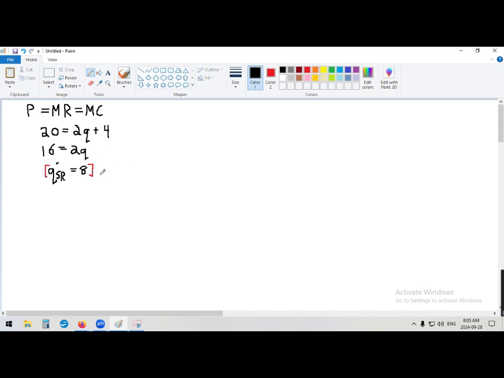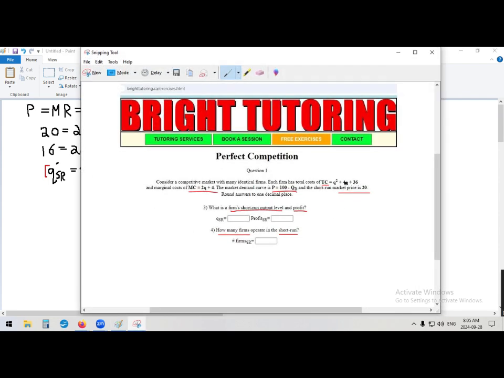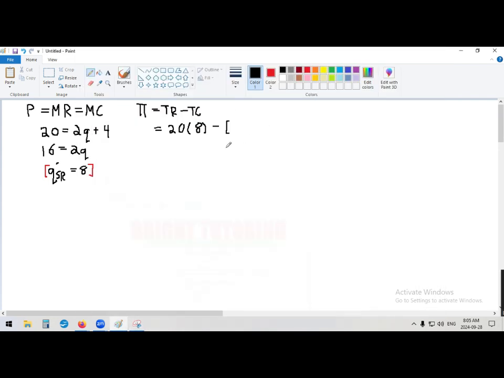And then once we have the firm's quantity, we can figure out profit, which is going to be total revenue minus total cost. So total revenue is price times quantity. So we have a price of 20, a quantity of 8, and then minus the total cost equation, which is what we have here. So it'll be q squared, so 8 squared, plus 4 times 8, plus 36.